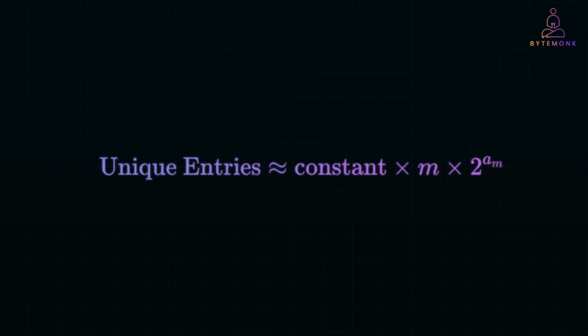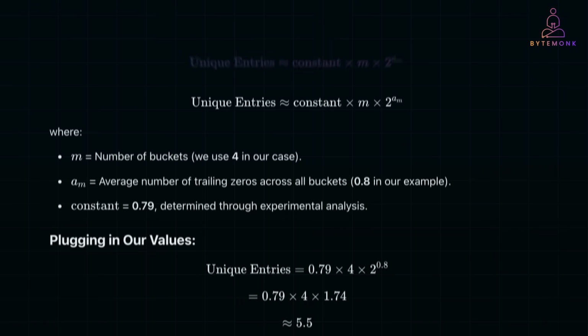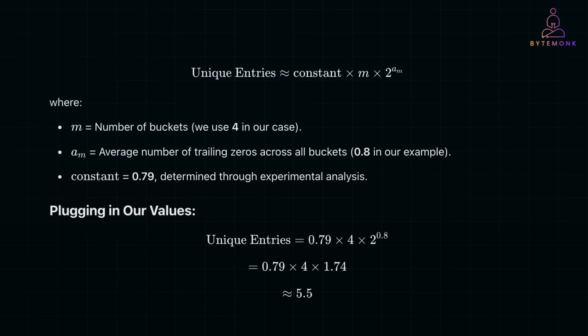Let's apply this formula to our dataset and break it down step by step. The formula for estimating unique entries is constant times m times 2 power a sub m, where m is the number of buckets, we use 4 in our case, a sub m is the average number of trailing zeros across all buckets, which is 0.8 in our example, and a constant 0.79, which has been determined through experimental analysis. And plugging in our values, we get the number of unique entries as approximately 5.5.